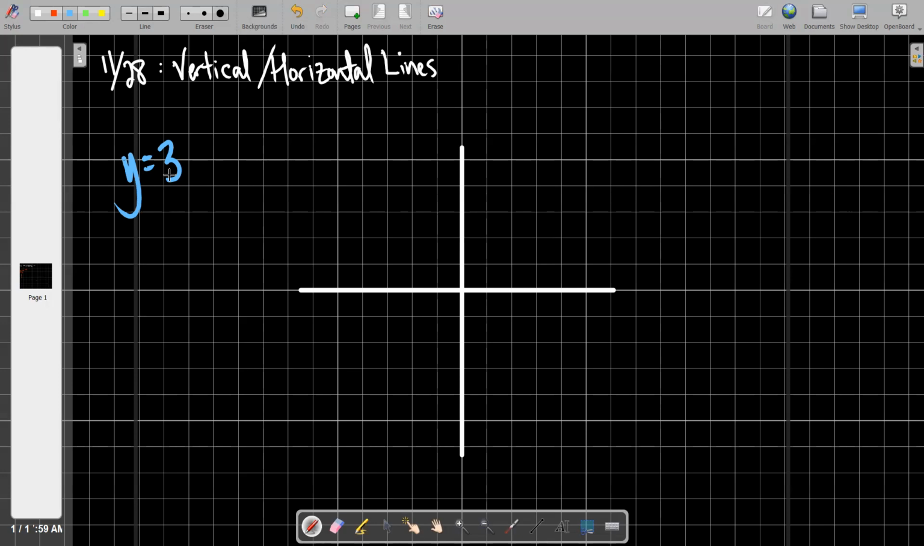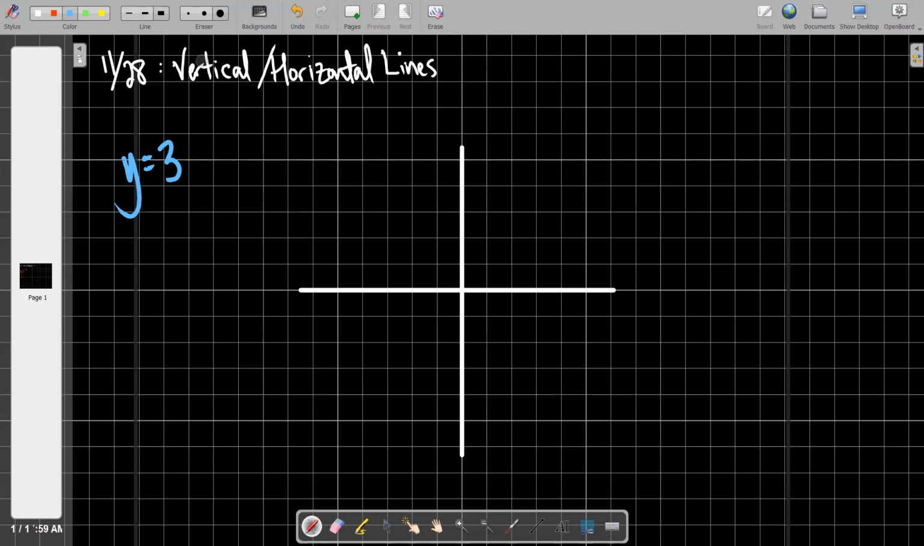Levi, did I just see you raise your hand? Were you just stretching? You know how to graph this one? I'm sorry, I just thought I saw you raise your hand. I'm not trying to put you on the spot, bro. No? Go ahead, tell me what to do.